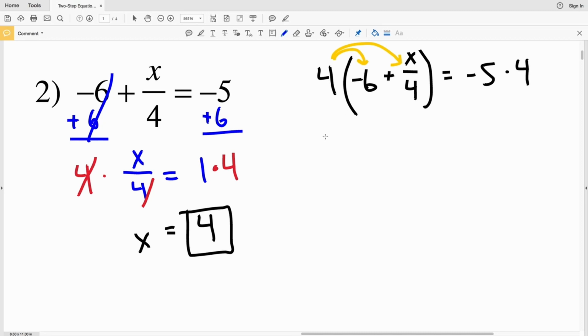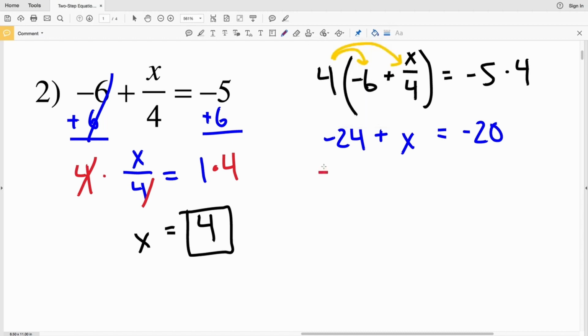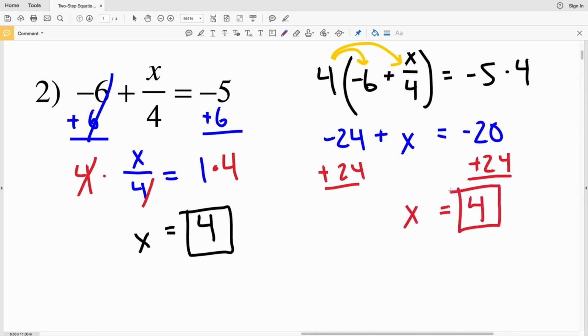4 times negative 6 is going to give us a negative 24, plus, when you multiply 4 by x over 4, then you're going to have 1x, so you're going to be left with x, and then that's equal to negative 5 times 4, which is negative 20. Now, it's down to a one-step equation. We're just going to add a positive 24 to both sides, since subtracting a negative is the same as adding a positive. And that's going to leave us with x equal to a positive 4.